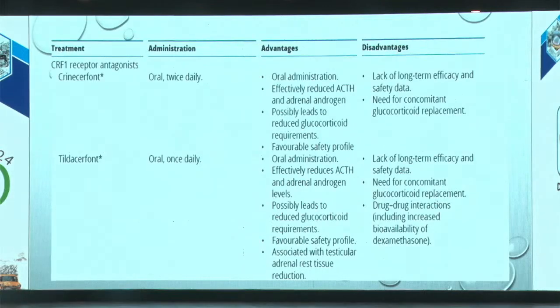Now we've got a few novel therapies. The most important of which are molecules like crinecerfont, which is given twice daily orally. It is a CRF antagonist. It acts at the level of corticotropin releasing factor and blocks ACTH production. So it's administered orally. It cuts down your early morning 17-OHP surge.